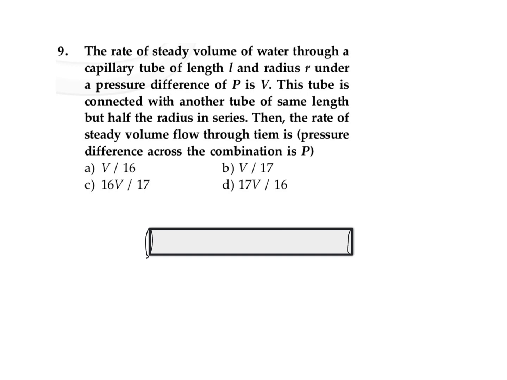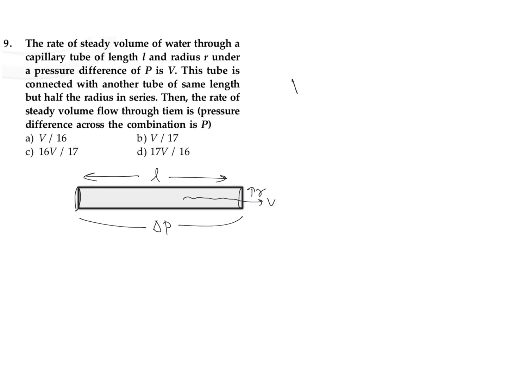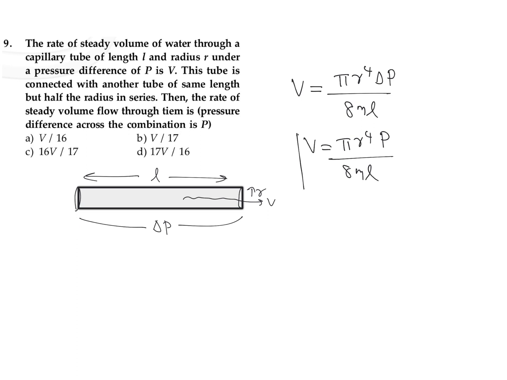A steady volume flow of water through a capillary tube of length L and radius R, under a pressure difference P, let's say the difference in pressure between the ends is P, is V. So this volume flow rate is represented as V. We can write the equation for it: volume flow rate, dQ by dt, or the value of V, is equal to pi R raised to 4 delta P divided by 8 eta L, where delta P is P.